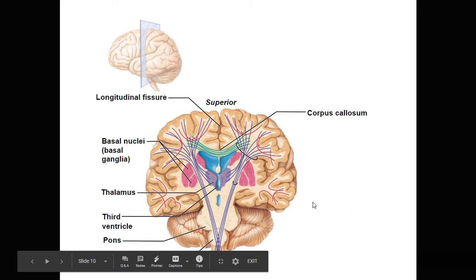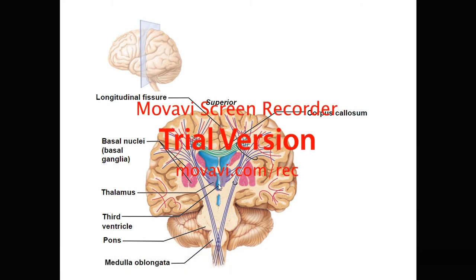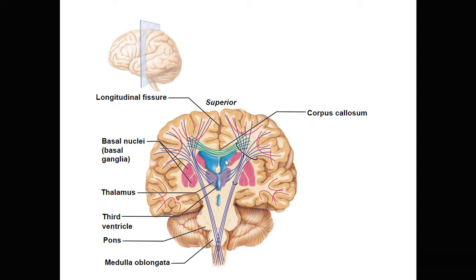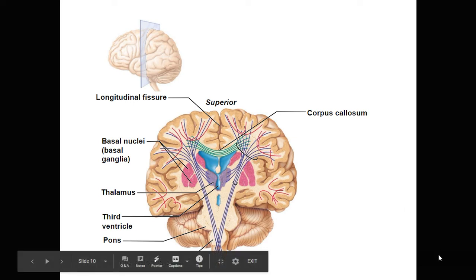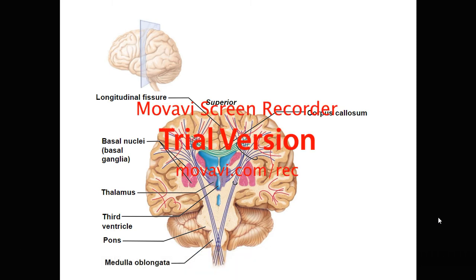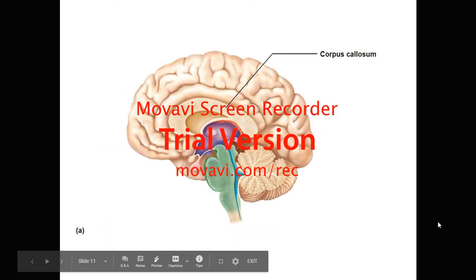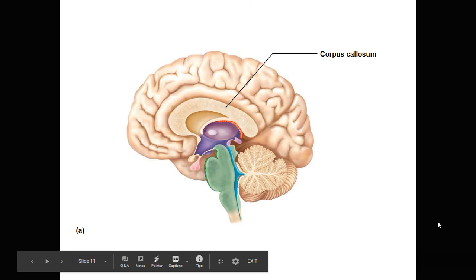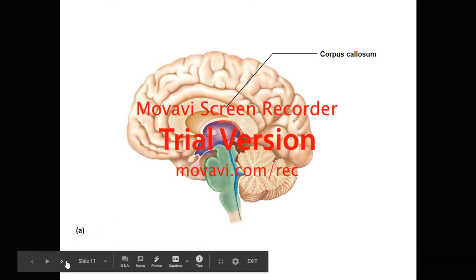And I may have said this wrong. This is the third ventricle, okay, right here. And this is the lateral ventricle up here. So third ventricle, lateral ventricle. And those ventricles are going to be filled with cerebrospinal fluid. And this is just a view of the corpus callosum, a mid-sagittal view.